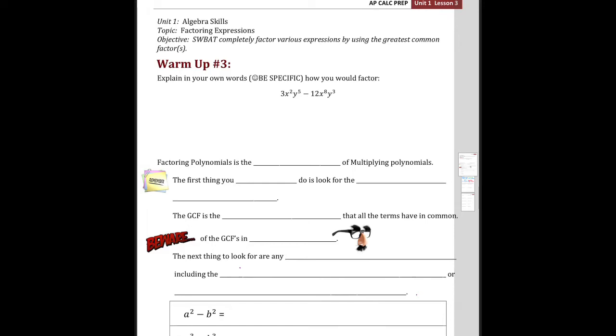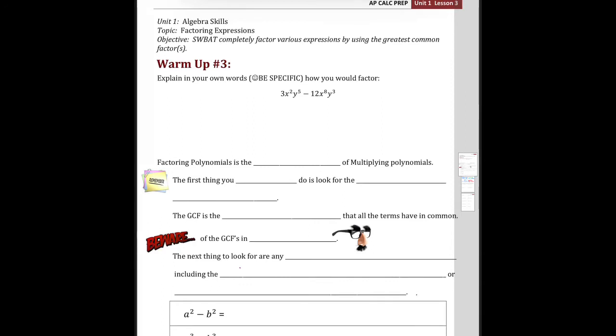Today's topic is factoring expressions. So I want you to pause the video and try the warm up on your own and also try to fill in the blanks, see if you know them. Okay, so the warm up says explain in your own words how you would factor.